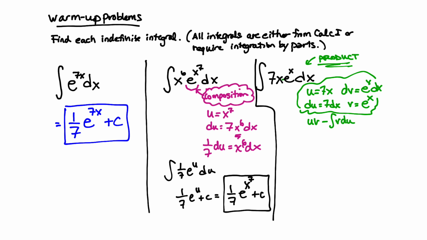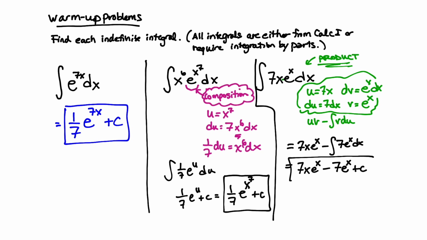Perfect. And so when you did that, you did uv, which was 7x e to the x, minus the integral of 7 e to the x dx. And you just took that integral right away because we know the antiderivative of e to the x is just e to the x. So did you get minus 7 e to the x plus c? Perfect. Any questions, guys? How are you on those 3?